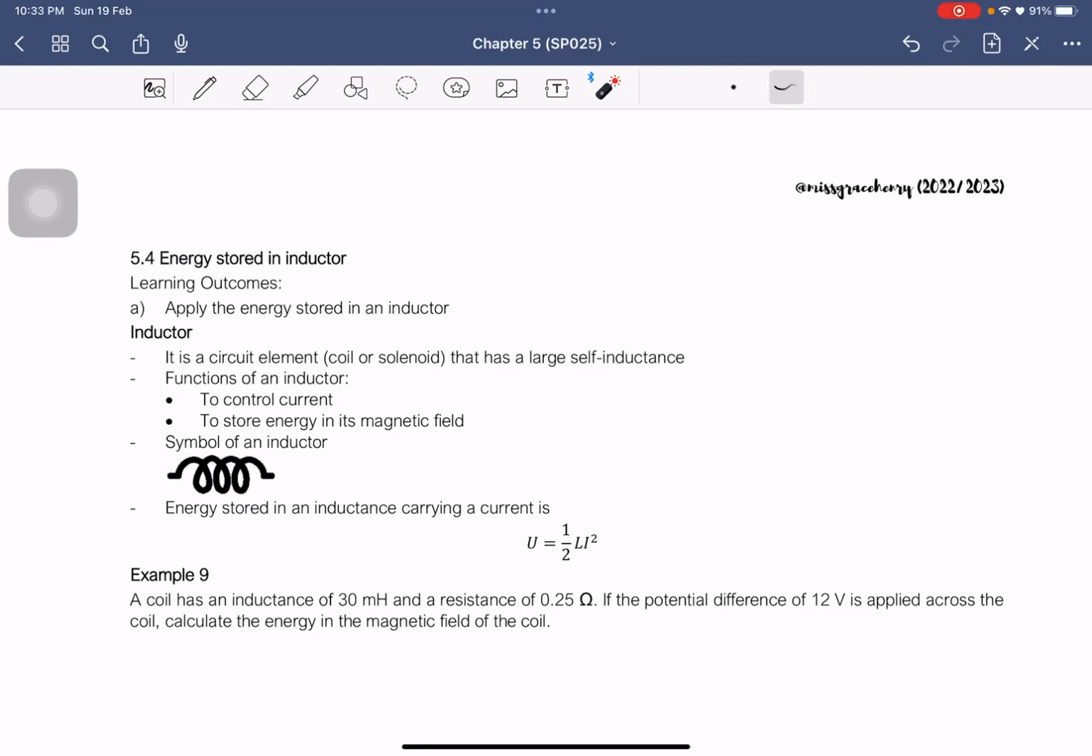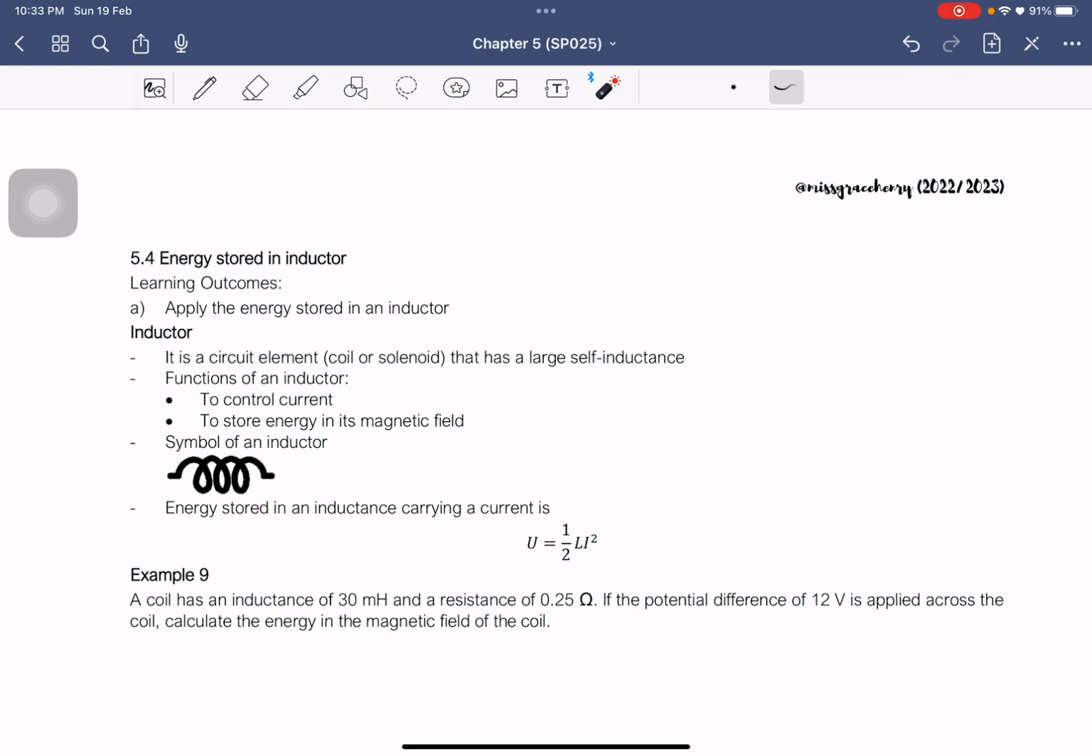Subtopic number 4, which is on energy stored in an inductor. For this one, just apply the energy stored in an inductor. You don't have to know how to derive this, but if you want to, you can just Google it to understand it.